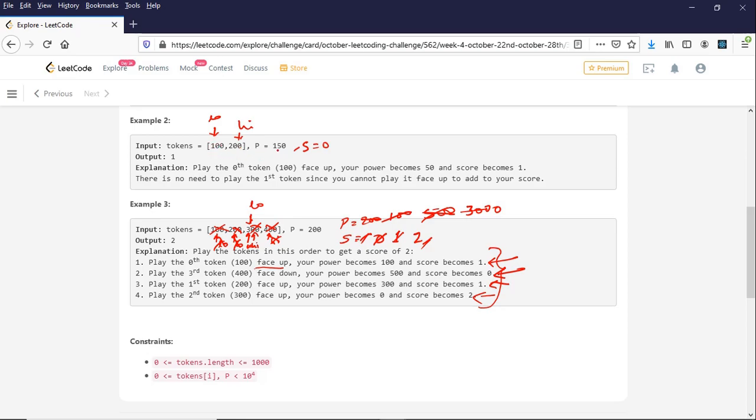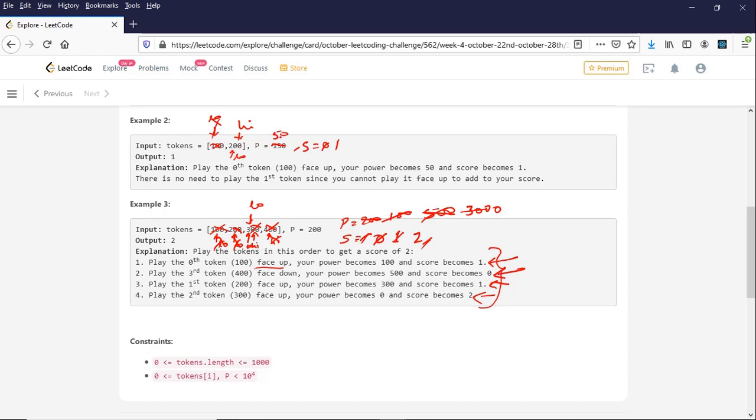So I will check whether my power is greater than or equal to the low value, yes. So I will trade or do a face up play here. So my score will now be 1 and my power will be 150 minus 100, it is 50. So this is removed and I will increase my low counter. So now low will also point to this value.